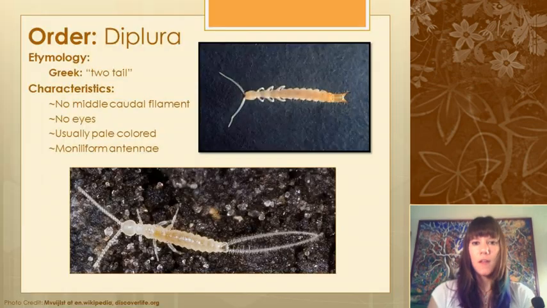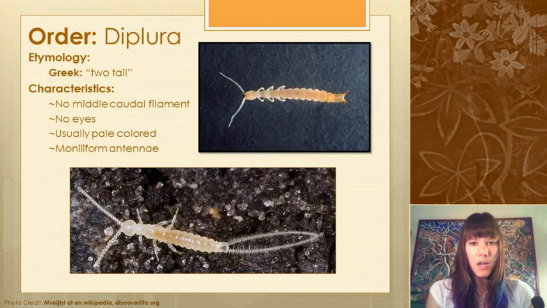The next hexapod that we're going to talk about are the Diplura, and in Greek this just means two tail, and that's because they have 2 filaments coming off the end of their abdomen.